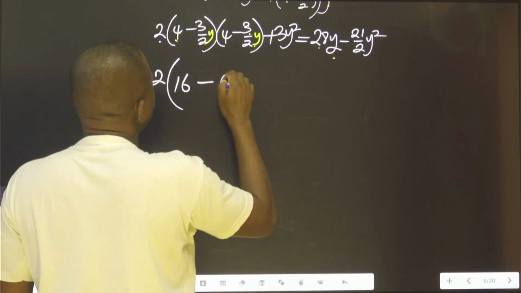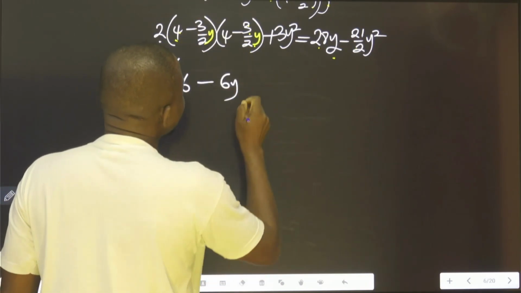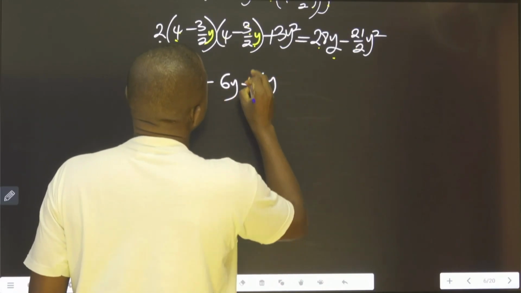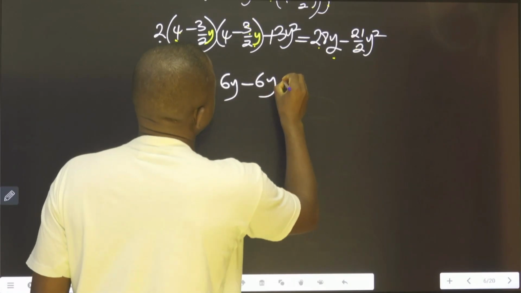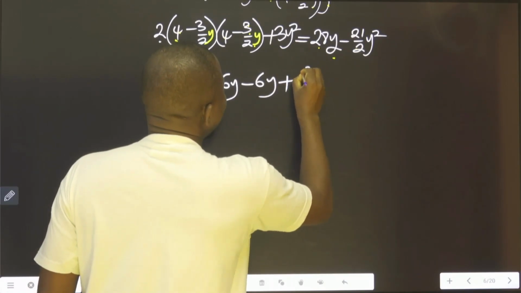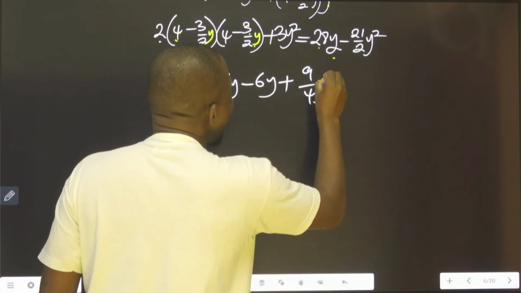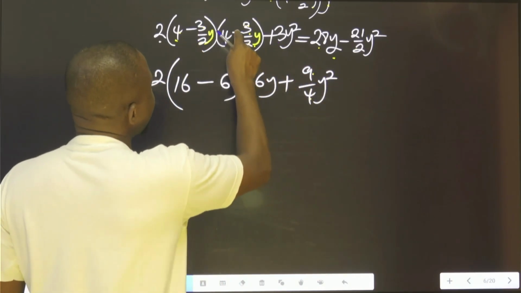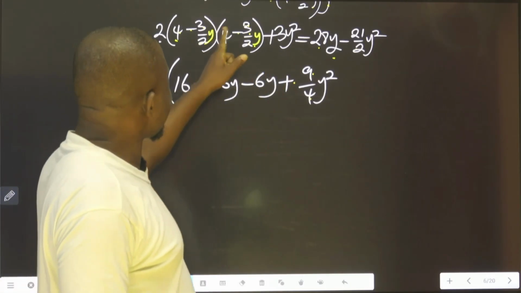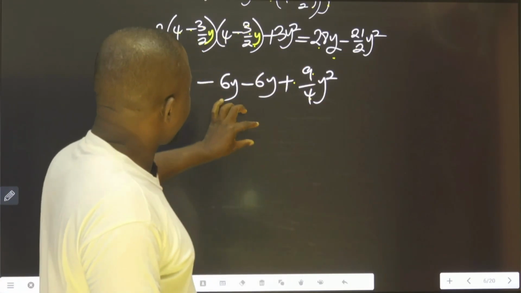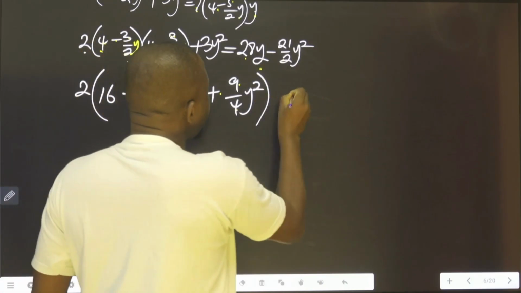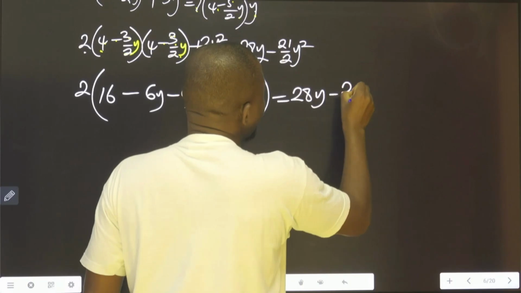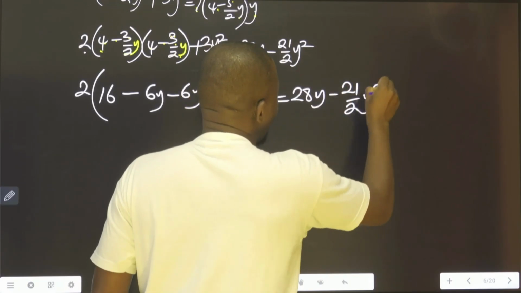Then we use this now. This multiplied by this, the same thing, that is minus 6y. Then this time this will give us plus 9 over 4y squared. This and this is 9. This and this is 4. This and this is plus. Then this and this is y squared. Then we work on this. This is still 28y minus 21 over 2y raised to power 2.